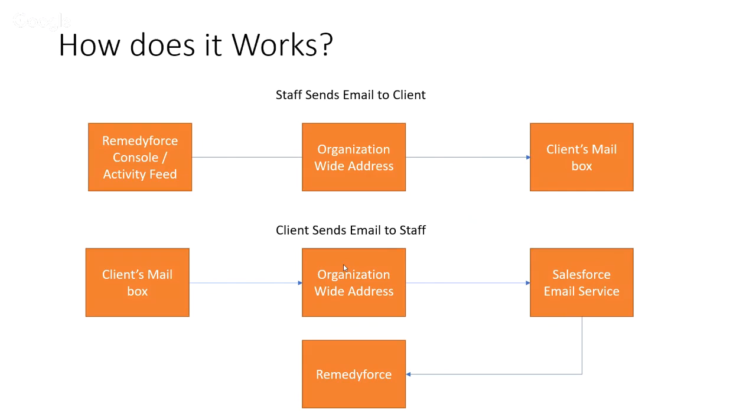What the customer will see is something like a notification, or an email coming from support@mycompany.com. In the process backwards, when the client responds to that particular email from the client's mailbox, the client can just hit reply. And it goes to the organization-wide address, or in this case, your company mailbox. After that, it arrives at the Salesforce email service, where one of our Apex classes is going to process that email and gather the content. It will identify which incident is related to that email and will attach it to the case on Remedyforce.